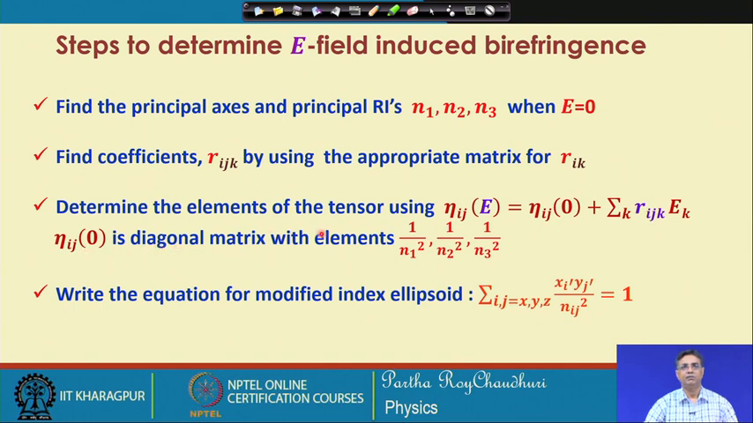So, this is a diagonal matrix with these elements. This is already a diagonal matrix, but when you add these two, then it no more remains diagonal, so we have to diagonalize this. Write the equation for the modified index ellipsoid by using this. So, first we will look at the electric field components which are present, then we will take care of this quantity, that r_ijk, and this. So, these two matrices will be added up, which will represent the new matrix to represent this impermeability in presence of the electric field, and then we can write the index ellipsoid in this form.